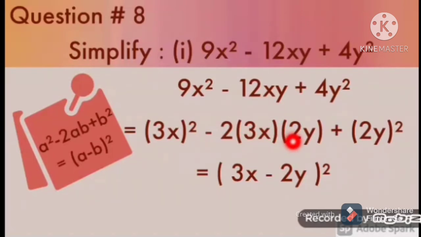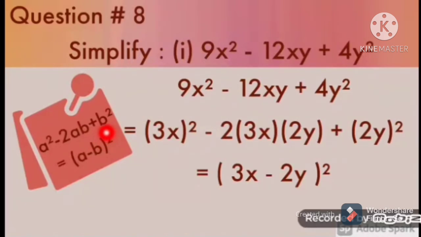3 twos are 6, 6 twos are 12. x multiplied by y will be xy. It means we have written 9x square as a square, 12xy as 2ab and 4y square as b square. We have written this question in the form of the identity a square minus 2ab plus b square.